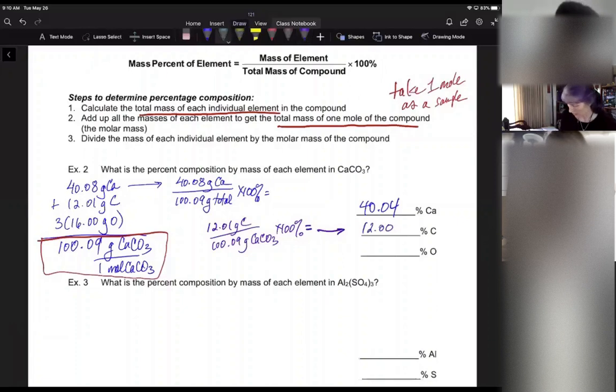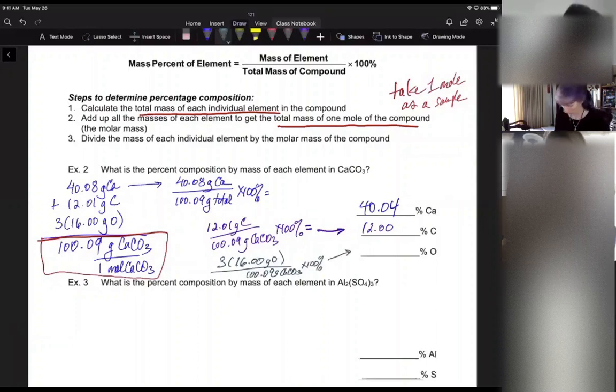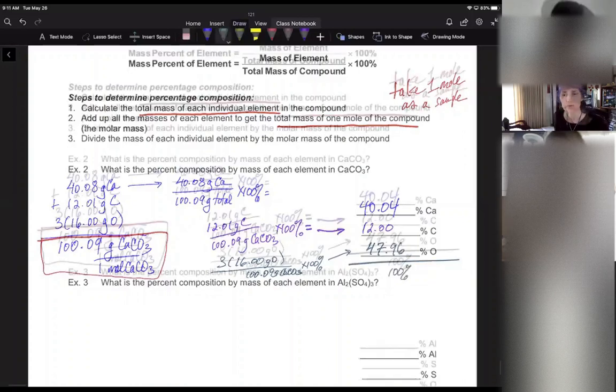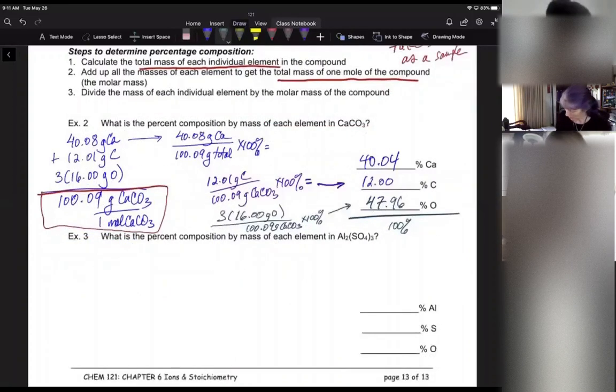Right, on that last one, we'll take 3 of those oxygens. I guess I can just round that. I'll go ahead and round that. 0.96. So we expect this to add up to 100%. Sure that you remember to distribute those parentheses.